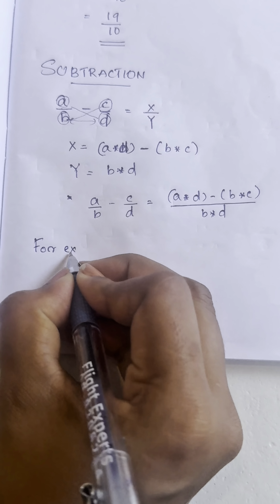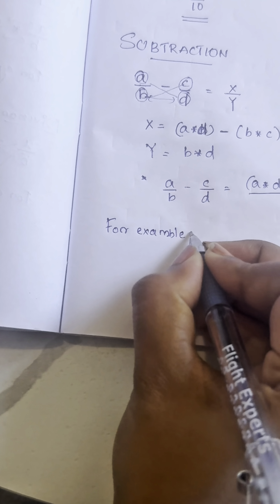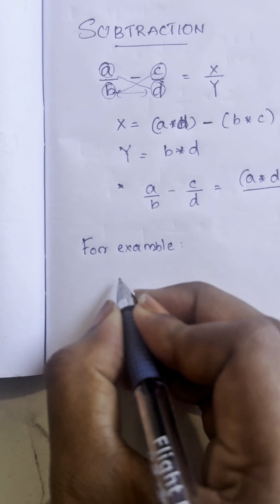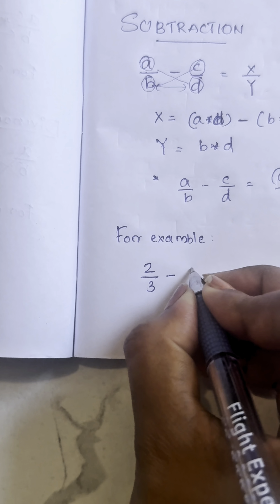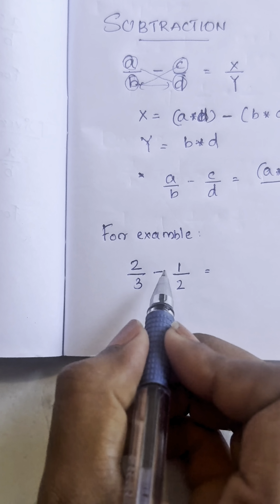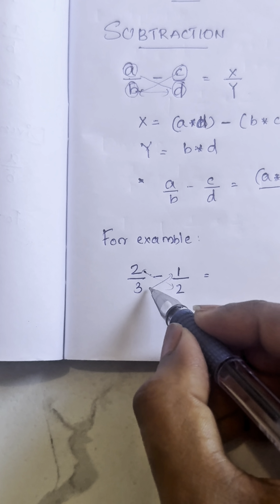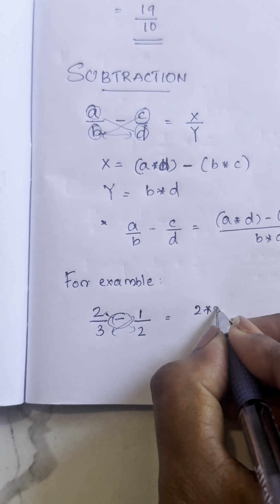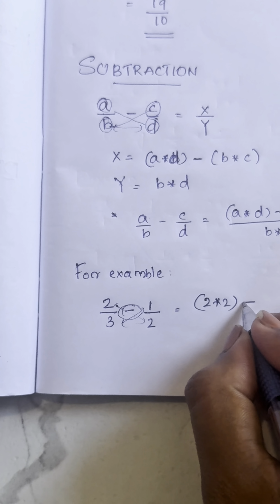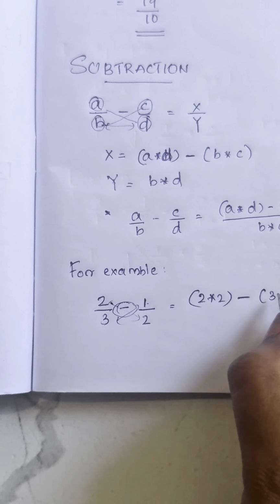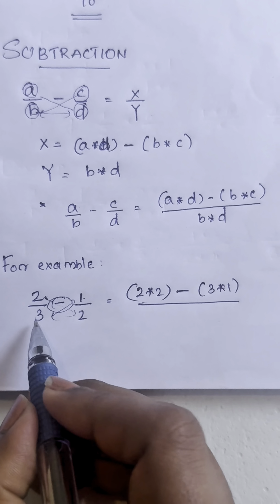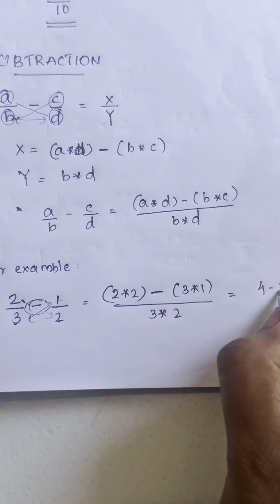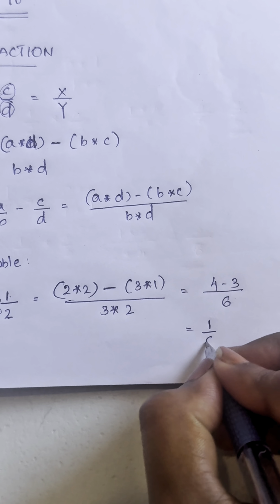So we can do an example for this question also. For example, we can take 2 divided by 3 minus 1 divided by 2, which will be equal to, we are cross multiplying the numerators and denominators and putting a minus sign, which will be 2 into 2 minus 3 into 1, whole divided by 3 into 2, the denominators being multiplied together. So the resulting value will be 4 minus 3 by 6, which will be 1 by 6.